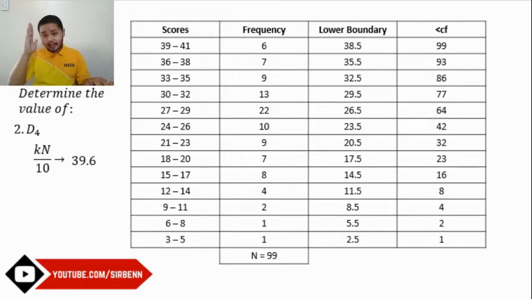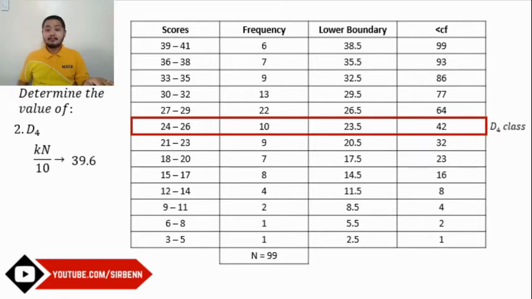39.6, pumunta ngayon tayo dito sa column ng ating cumulative frequency less than. Ano yung number na immediate na mas mataas sa 39.6? Okay, you are correct. Ito yon, yung 42. So, ibig sabihin ngayon, yung class ng 4th decile ay nasa interval ng 24 to 26.